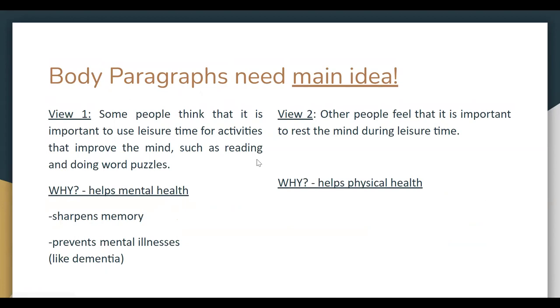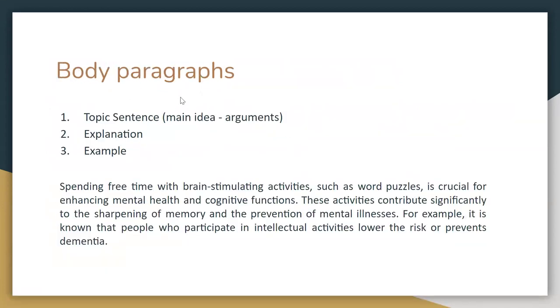So basically, the very first sentence is called a topic sentence, where we state our main idea. For example, here we write, spending free time with brain-stimulating activities such as word puzzles is crucial for enhancing mental health and cognitive functions. So you see, we basically stated what this paragraph is going to be about. So as I mentioned, we state the idea or the argument, and then we do this.